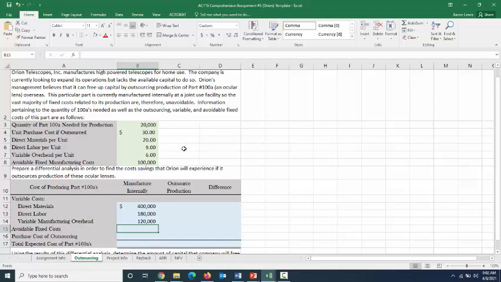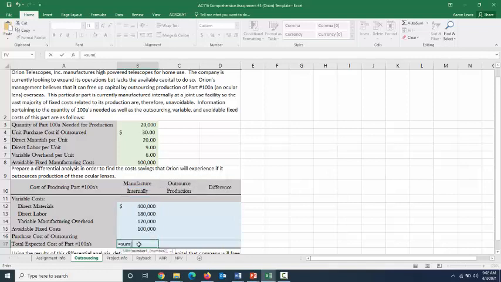And then the last piece of relevant information we have are costs that they have to pay that they wouldn't have to if they outsource, those avoidable fixed costs. If we are going to outsource production, we're no longer going to have to pay this $100,000 of avoidable fixed manufacturing costs. Purchase cost of outsourcing, nothing goes into this section because that's not the option that we are analyzing right here.